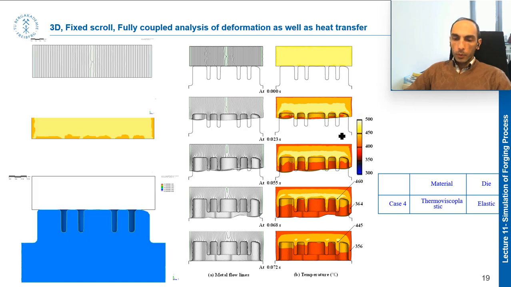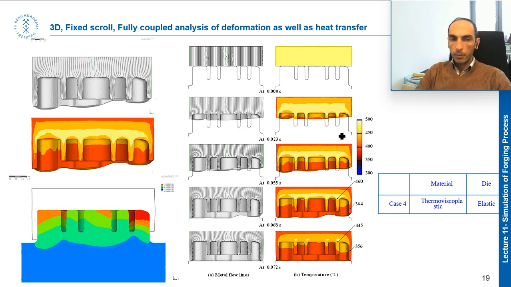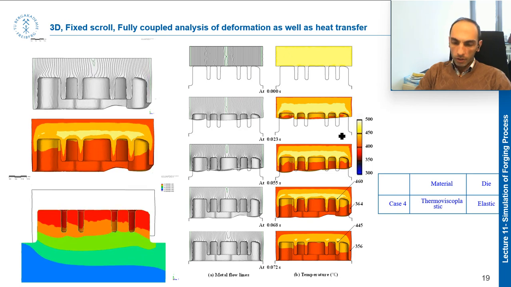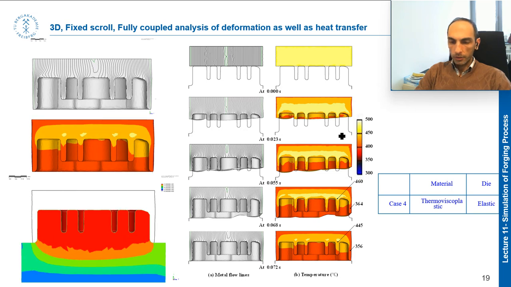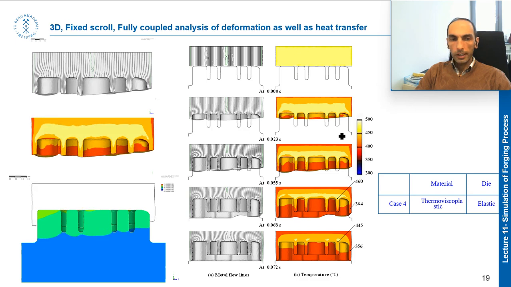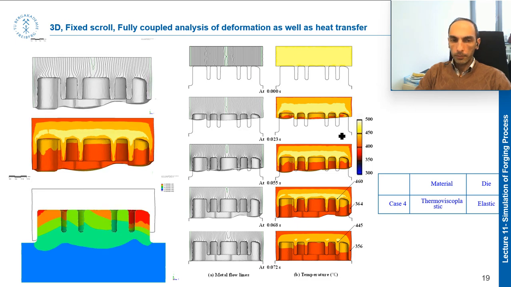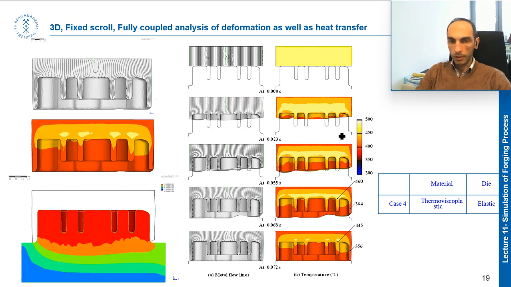So it depends on the accuracy of your simulation. In some special cases, of course, you should give the elastic properties of the dies. In some cases, you can assume the die is a rigid die. It depends on what you want in the simulation, of course.